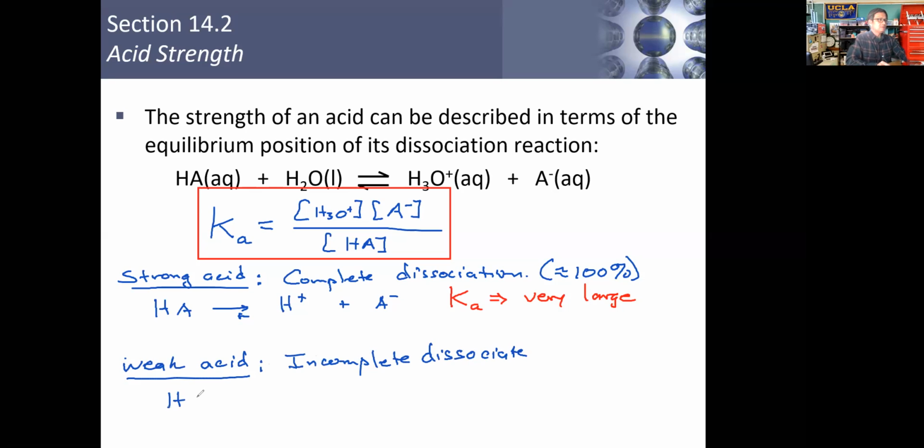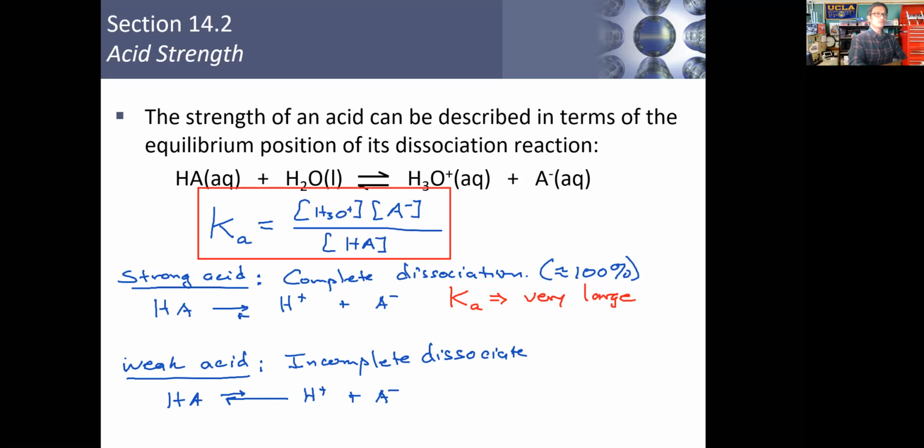Which means that when we take a look at the reaction, it's the reverse reaction in the equilibrium that will dominate. That means we have more undissociated acid than when it dissociates. So we still have a lot of this left over. Looking at how Ka works out, if for a weak acid we have very little product and a whole lot of reactant still left over, our denominator will be bigger than our numerator.